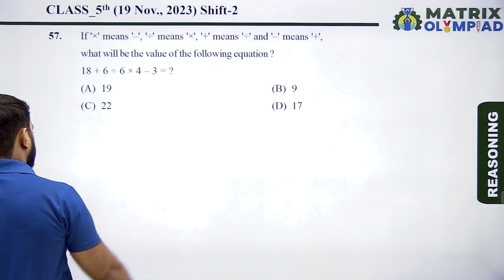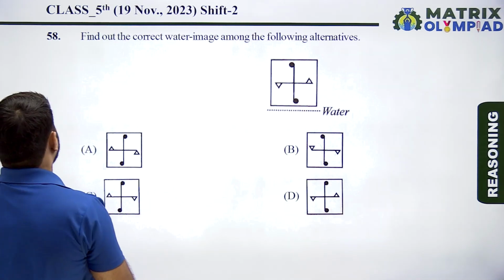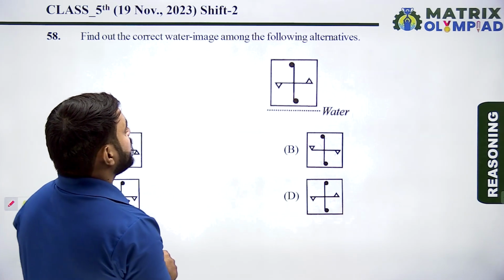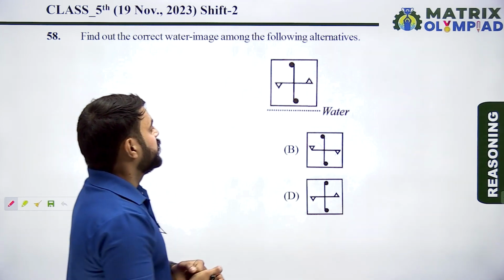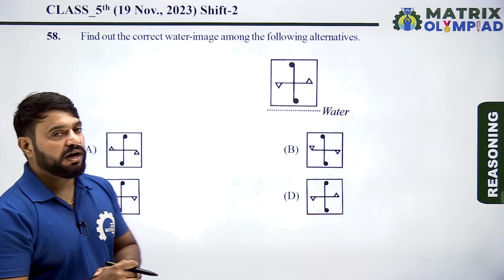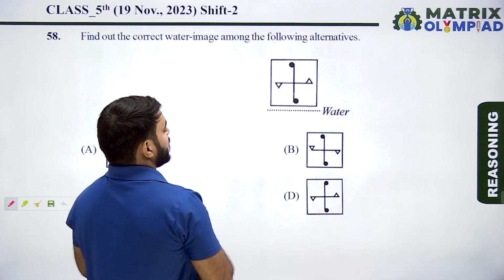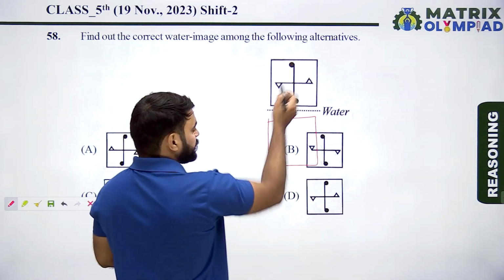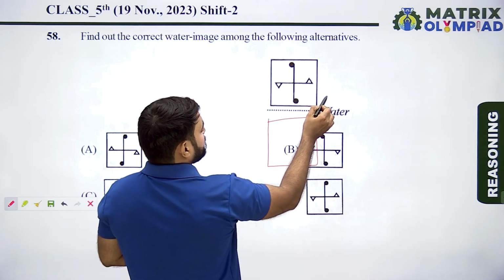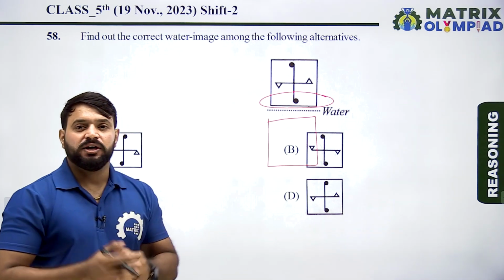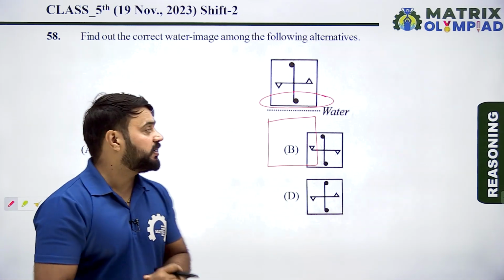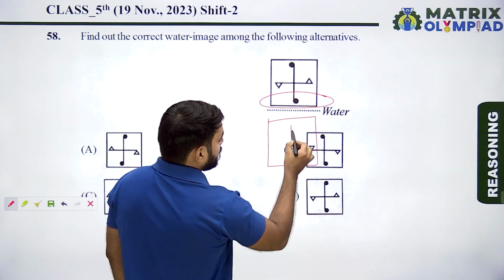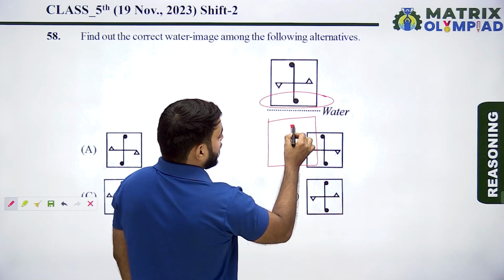Now let's move on to the next question. The next question is question number 58. Find out the correct water image among the following alternatives. Find the water image of the given figure. So this part is near the water, so it will remain near the water in the water image. So the water image of this figure looks like as follows.